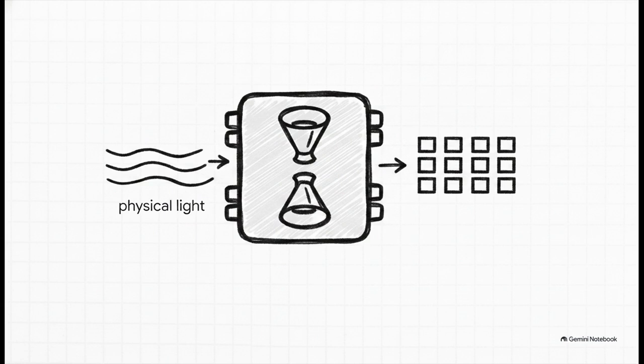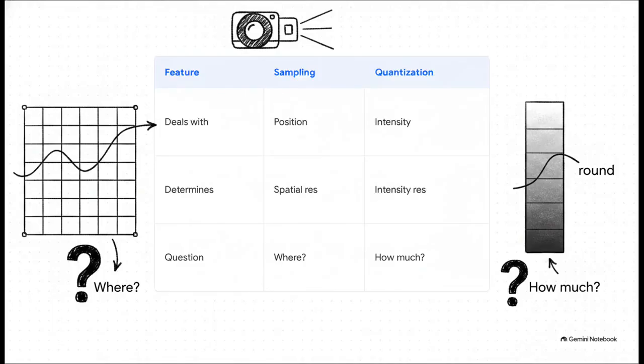And to pull this off, the converter relies on 2 fundamental tools: sampling and quantization. Let's break these 2 tools down. Sampling deals with spatial position. It answers the incredibly simple question, where? It takes continuous physical space and turns it into a discrete pixel grid, which ultimately determines your spatial resolution. Quantization, on the other hand, deals with intensity or amplitude. It answers the question, how much? It takes the continuous brightness of the light and rounds it to the nearest discrete numerical level, determining your intensity resolution.